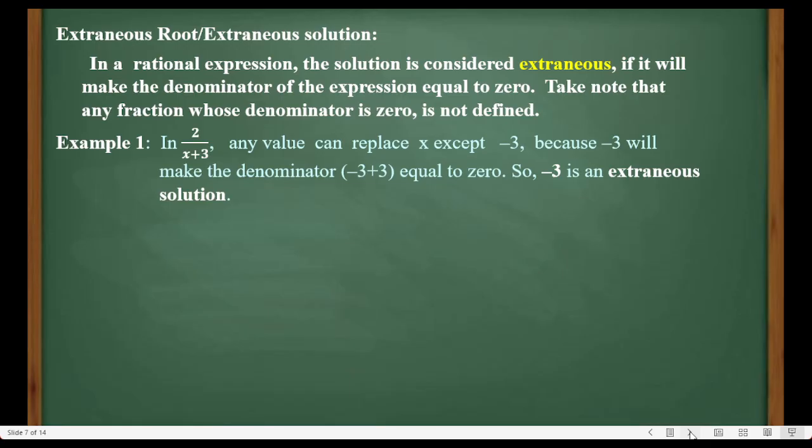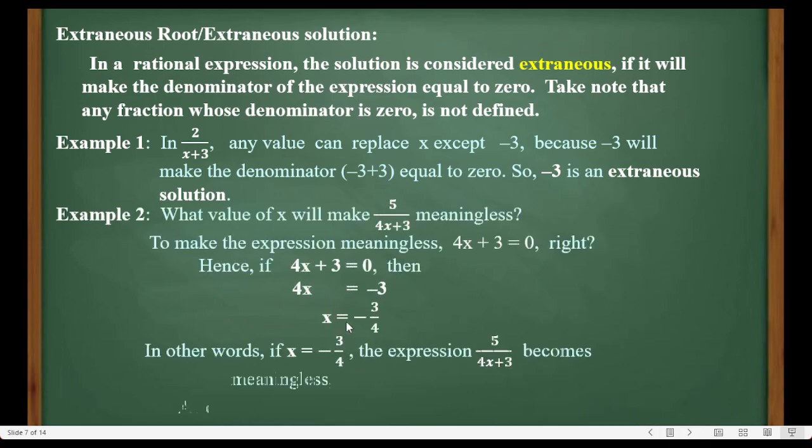Now, for you to fully understand what extraneous root is, let us consider another example. Suppose we have another fraction, which is 5 over the denominator 4x plus 3. Now, what do you think will be the value of x, which will make this fraction meaningless? Now, to answer the question, what we're going to do here is we consider the denominator 4x plus 3 and equate that to 0. And from this point, we solve this resulting linear equation in one unknown.